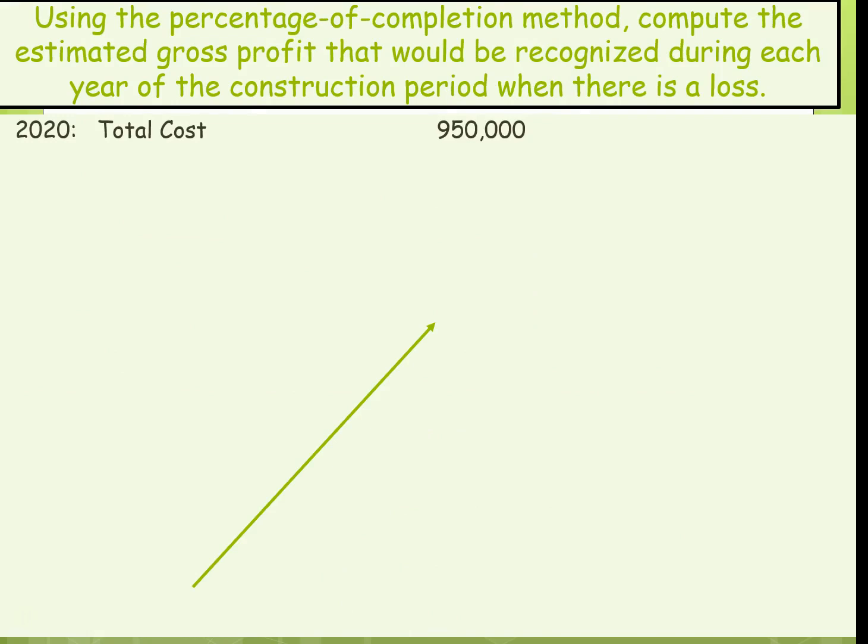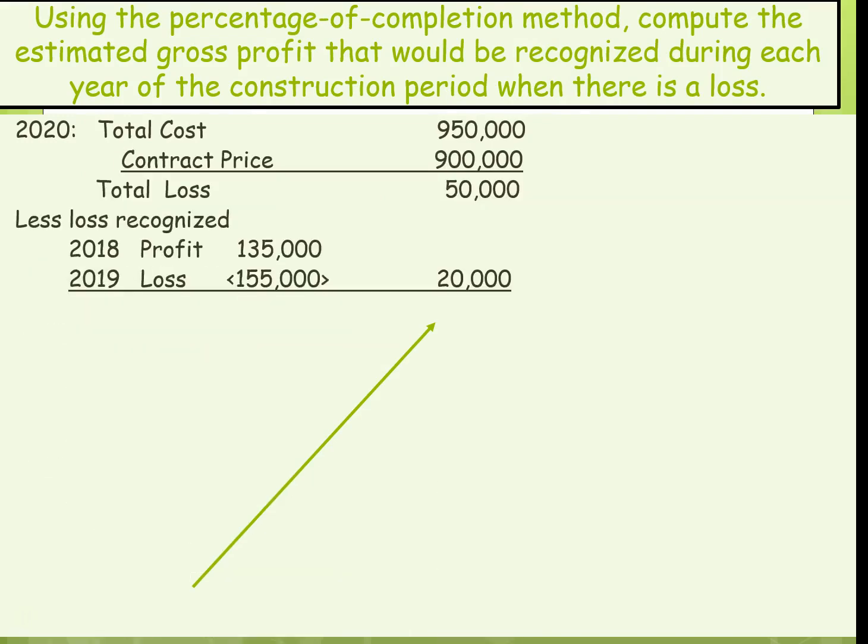Now again, we're going to do the same thing. We now have an overall loss of $50,000. We've already recorded partially the $30,000 from the prior year, so now we've recorded the $20,000 from the previous year, catch up, and now all we have left to record is the $30,000.